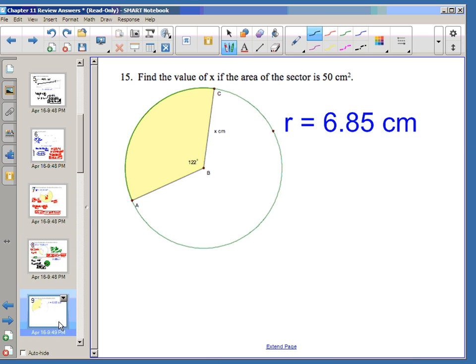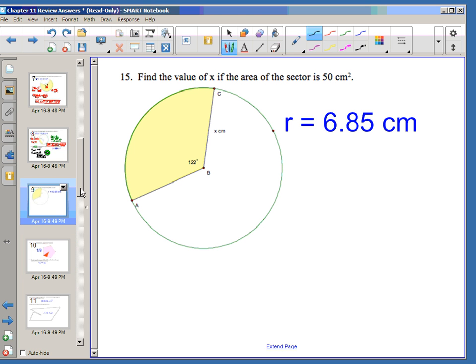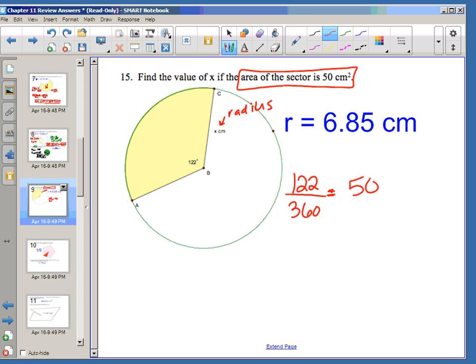And our last circle problem, I think, looks like this. In this one, you have to read the directions very carefully. It says find the value of x if the area of the sector is 50. Well, x really means find the radius. So your initial thought is probably okay, I know 122 out of 360. That's my first step. But what do I set it equal to? And I always think, well, 122 is the part of the circle I want, and 360 is the whole thing. So I know that the area of the sector, which is my shaded region, is 50, according to my directions here, or my problem. That's part of the circle.